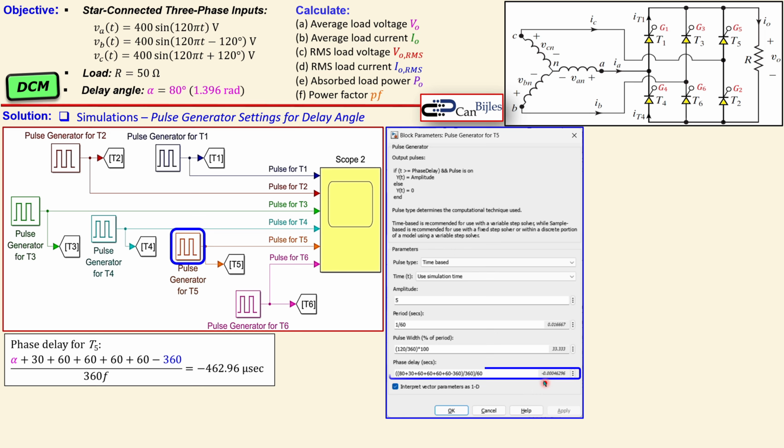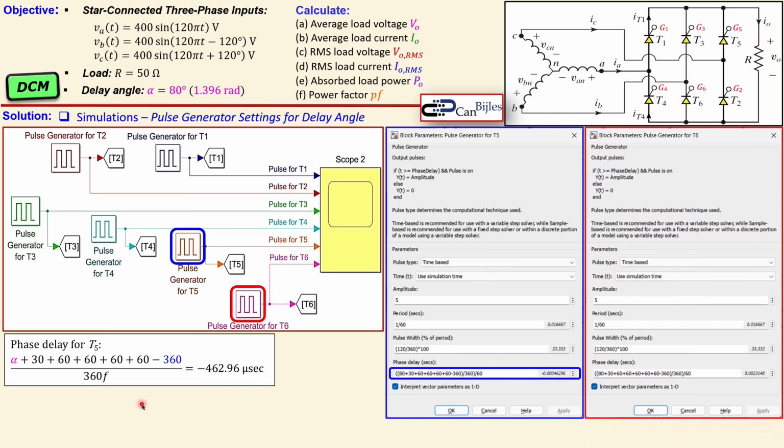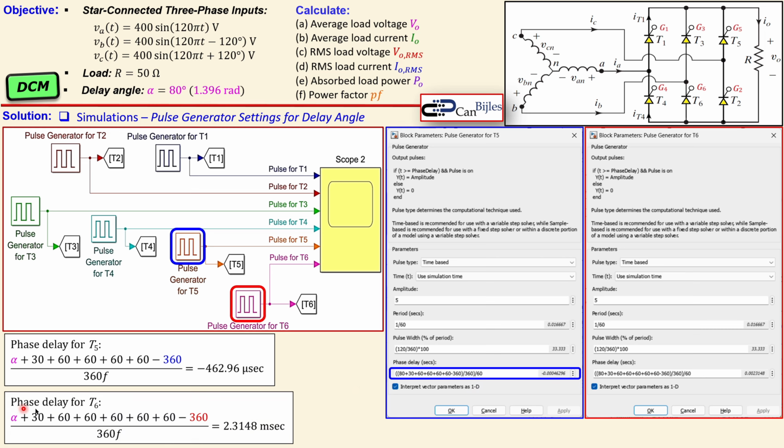You see that actually here, minus 0.000469296, which is this much microseconds. And for the T6, which is the pulse generator, and that is the setting here, and then again the similar calculation, again adding another extra 60 in the numerator, and that will result in this much milliseconds. You see actually that also here.